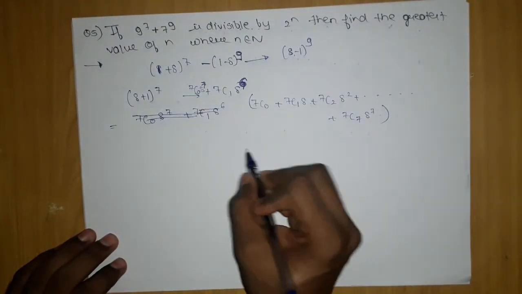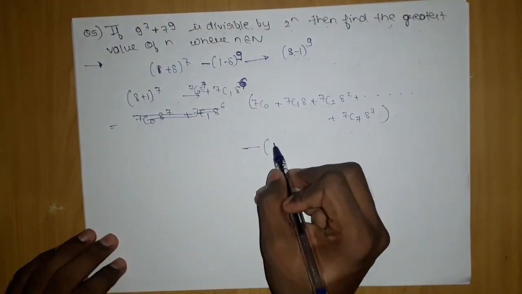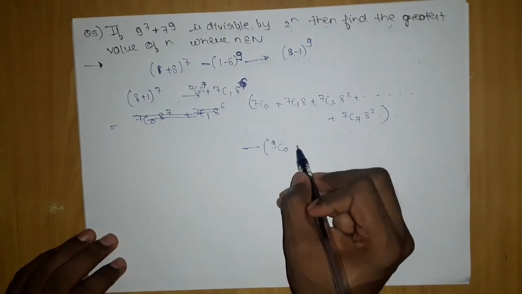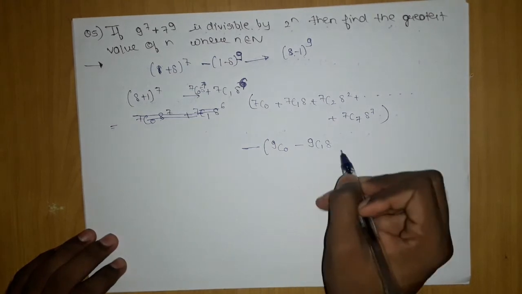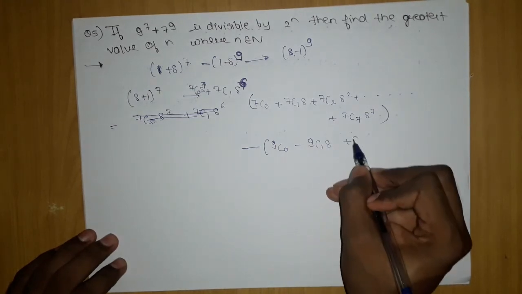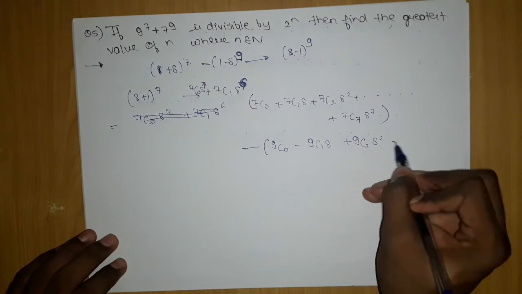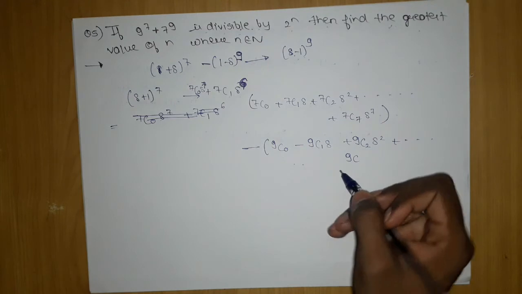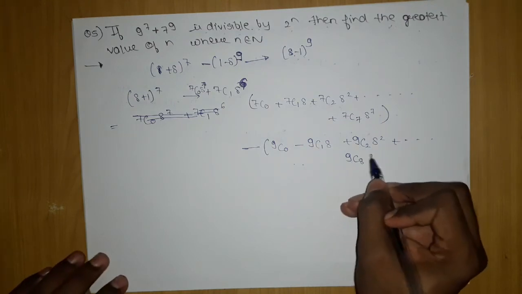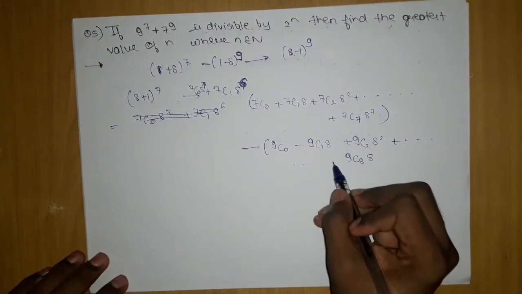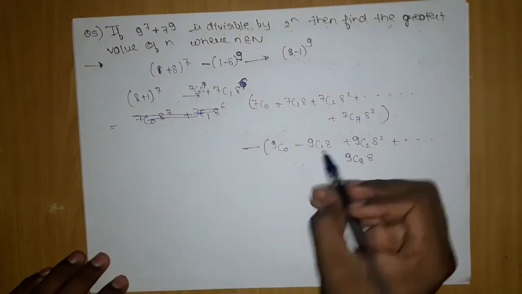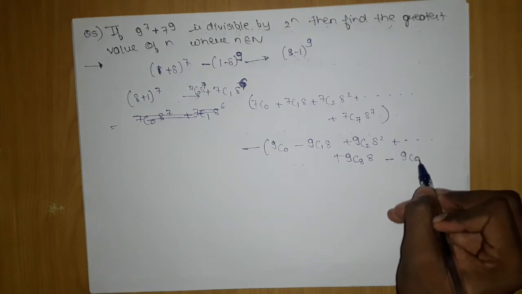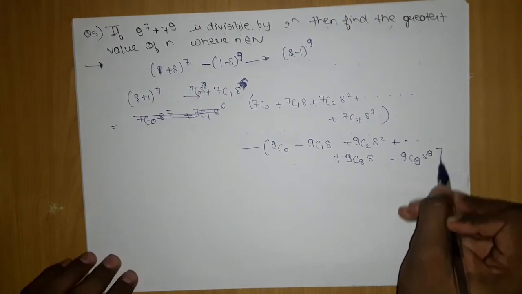Now here with the negative sign, it will be 9c0, which will be 1 only. Now 9c1, 8 will be there, plus 9c2, 8 square will be there, and this will go on till we reach 9c8, which will be 8, and here since 8 is there, it will be positive, minus 9c9, which will be 8 power 9, and here we can close the bracket.